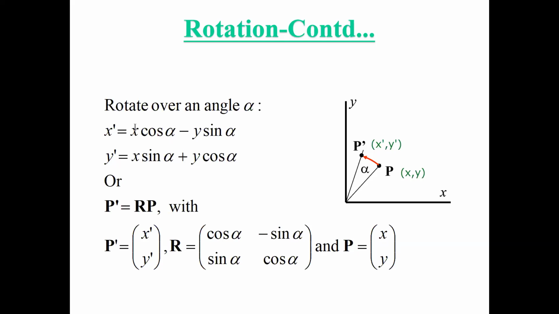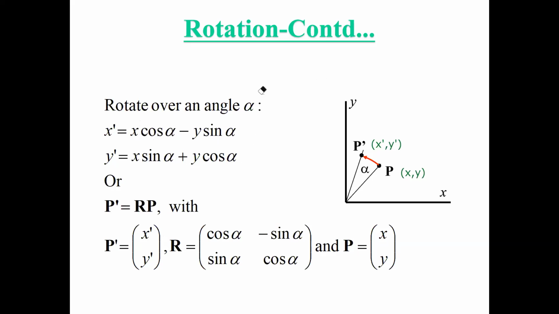Okay, x is my old point. So x dash is x cos alpha minus y sin alpha, and y dash will be x sin alpha plus y cos alpha. This is the formula you have to remember. Last time also I showed you the same formula. Here the sign is not there.